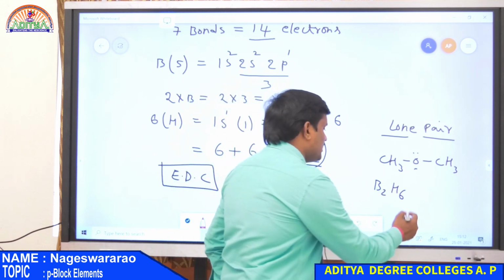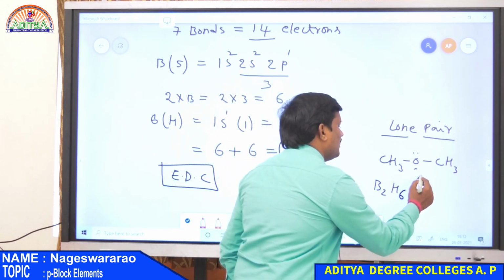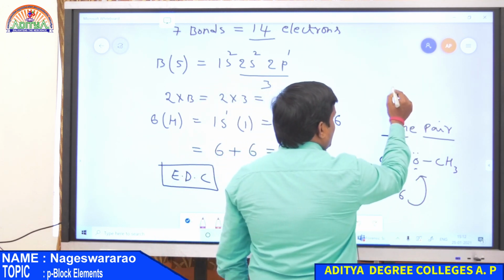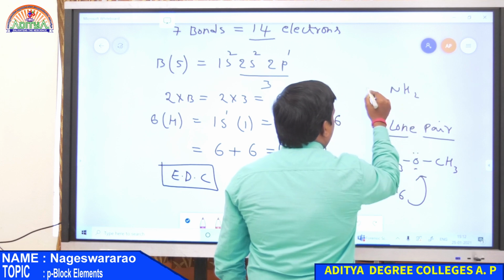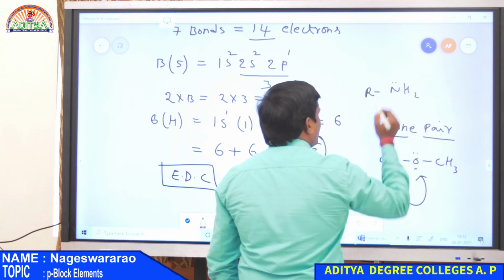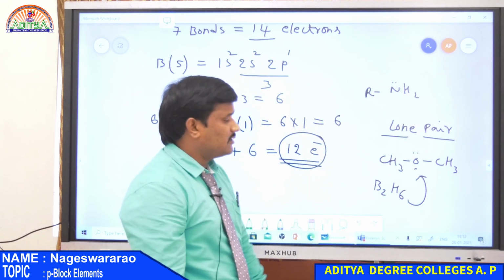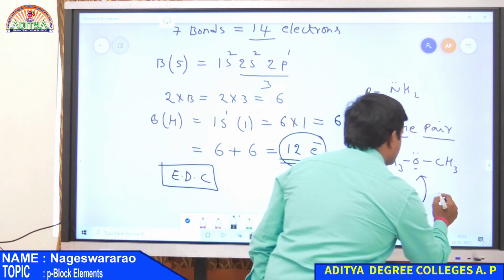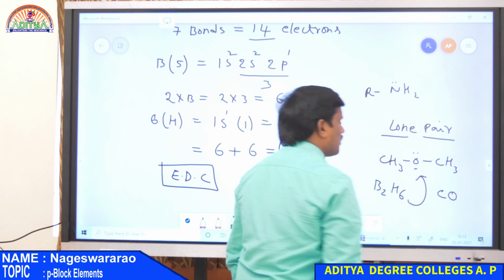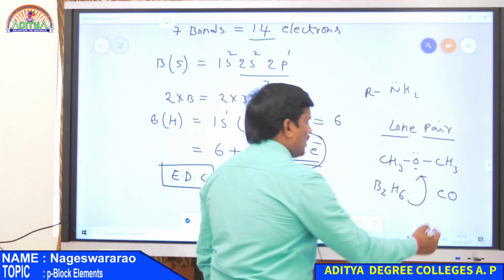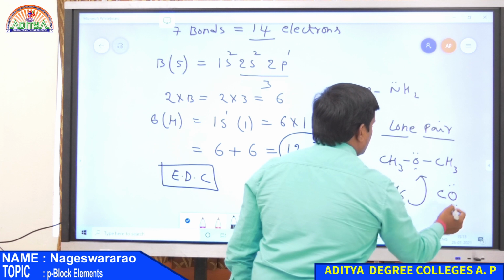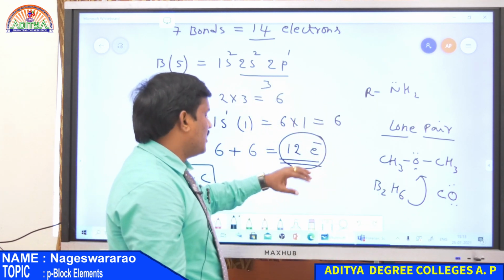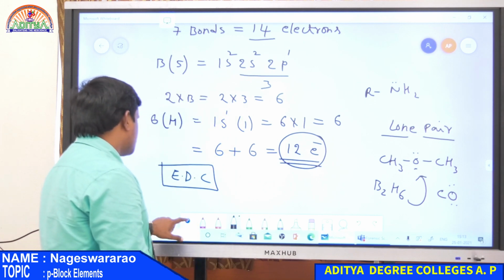Hence, it always reacts with a compound having a lone pair of electrons, that is either diethyl ether or amines, NH2. So here nitrogen has a lone pair of electrons. Therefore, diborane easily reacts with amines and also CO, carbonyl. So here also oxygen has a lone pair of electrons. Therefore, diborane also easily reacts with a compound having a lone pair of electrons.